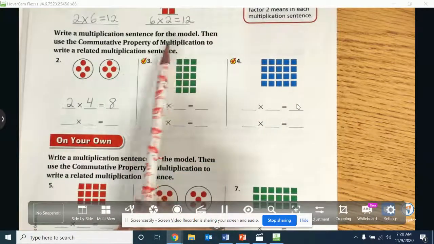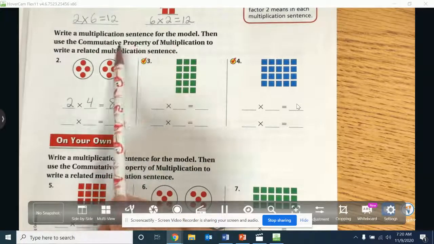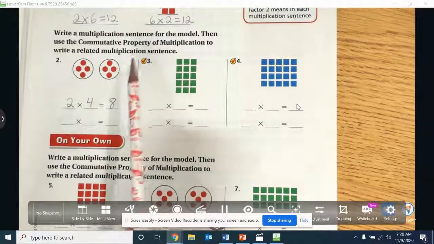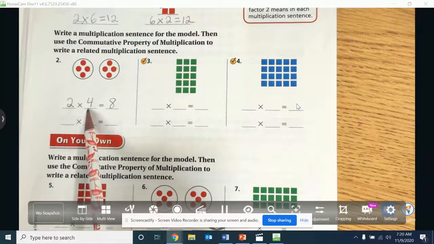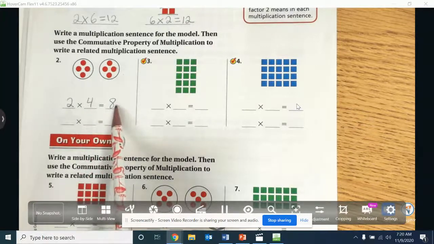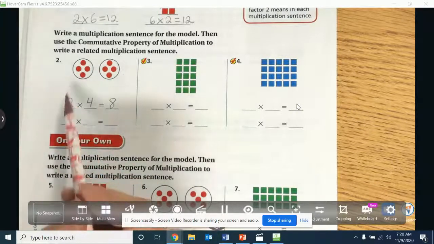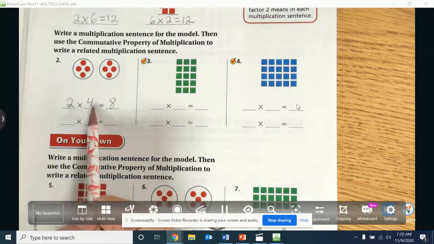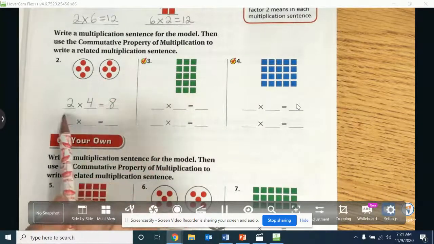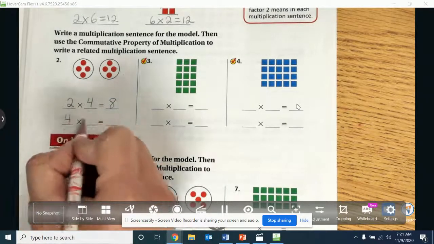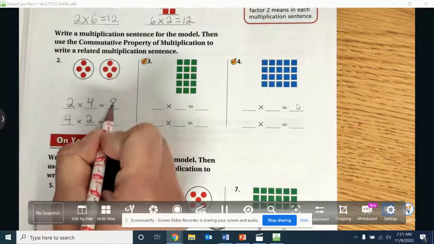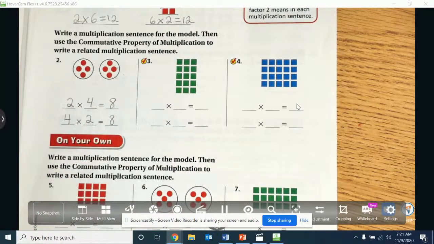If you remember from Friday, the commutative property tells you it doesn't matter the order of the factors, the product will still remain the same. So a related multiplication sentence using the commutative property would be 4 times 2 is still 8.